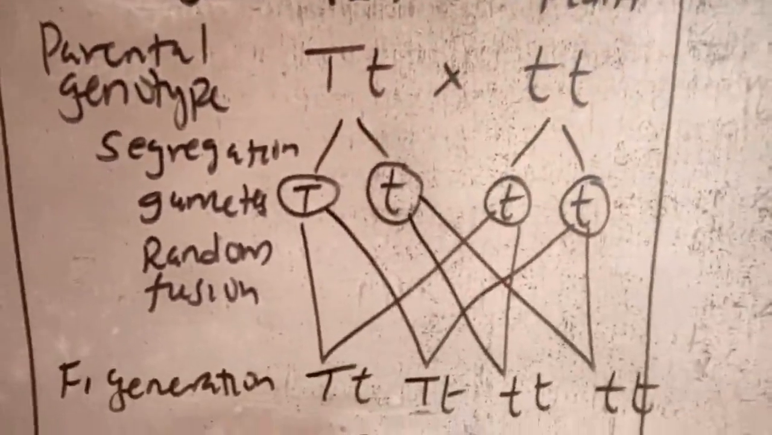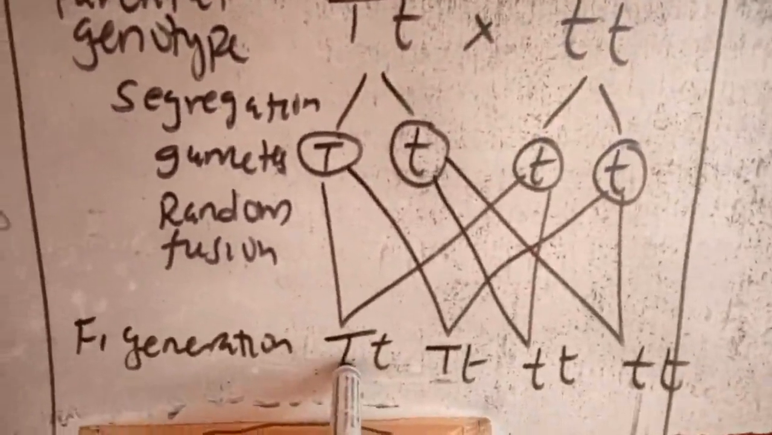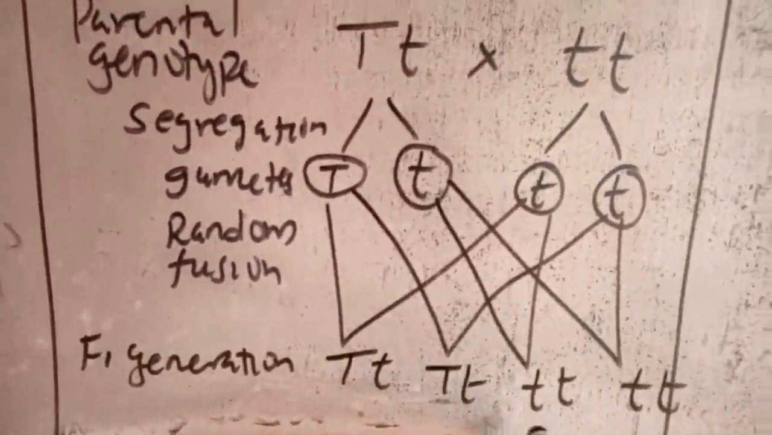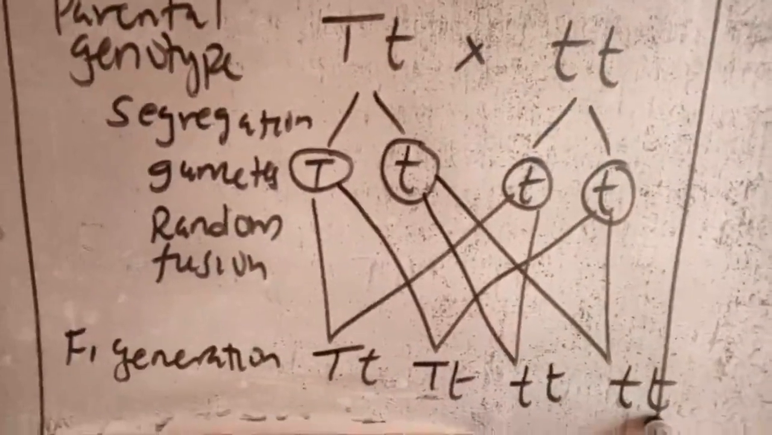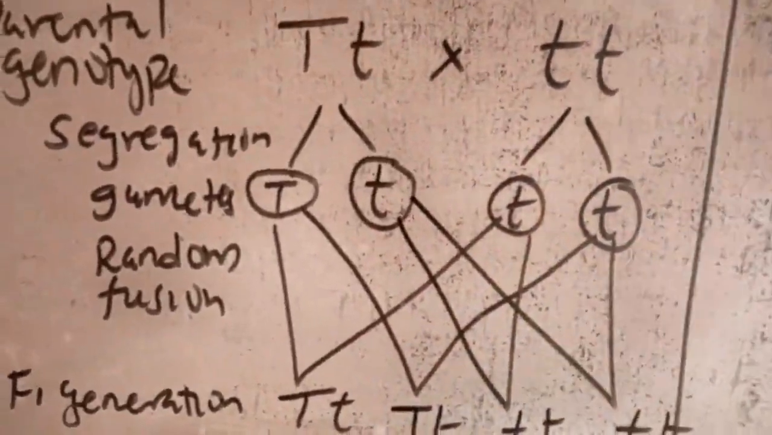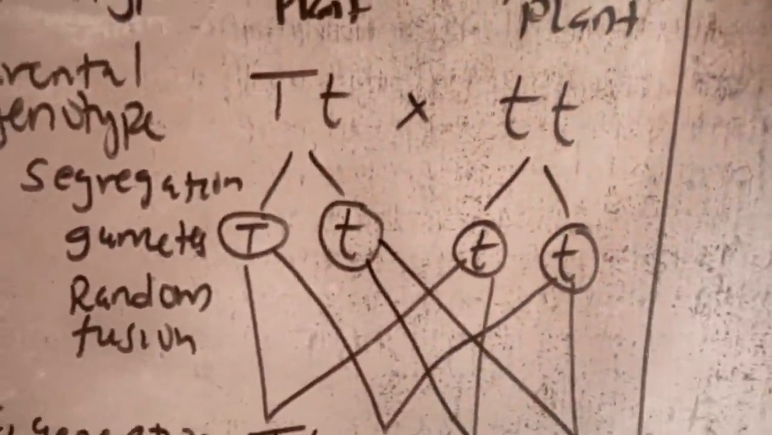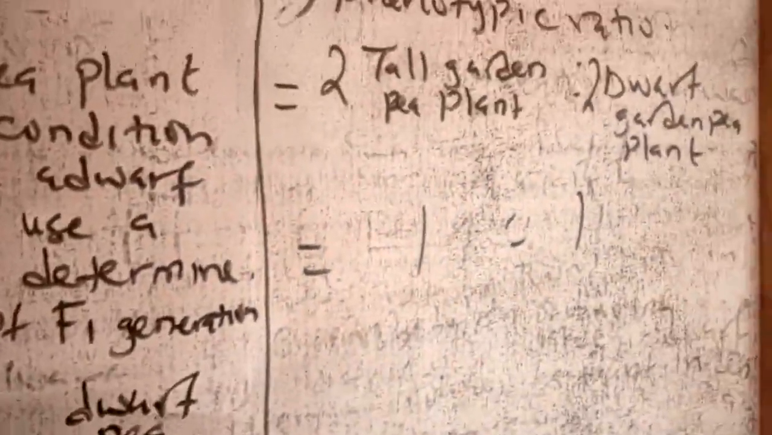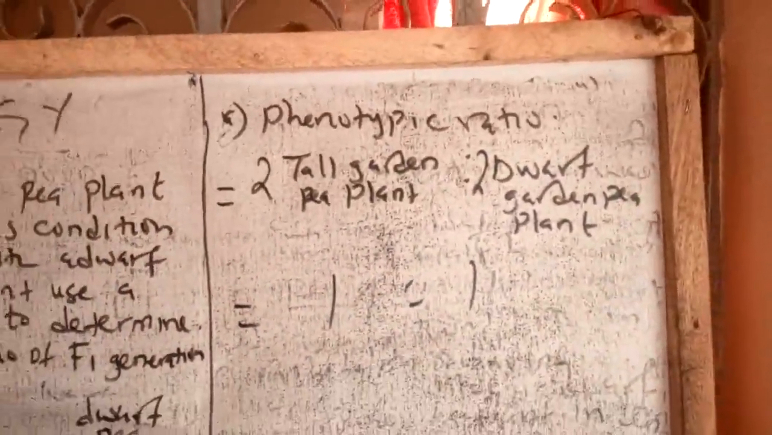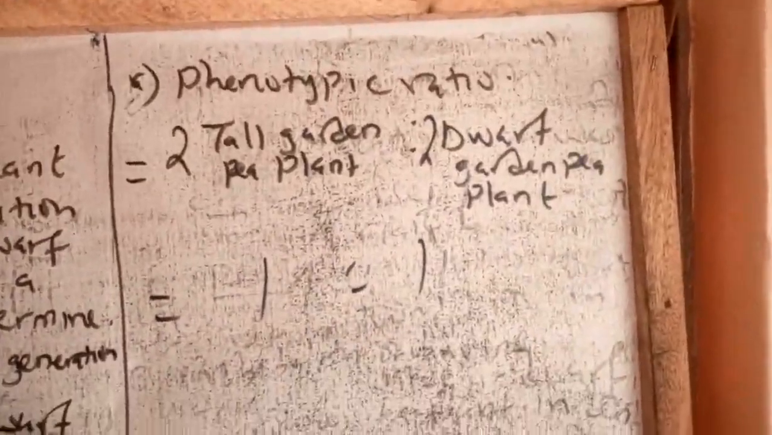As far as the gene for tallness is concerned, you can see that the first one is tall, the second one is tall, the third one is dwarf, the fourth one is dwarf. And therefore, the ratio becomes 2 is to 2, and therefore you can simplify the ratio to 1 is to 1. And therefore, as far as the computation is concerned, you are supposed to get 1 tall garden pea plant.